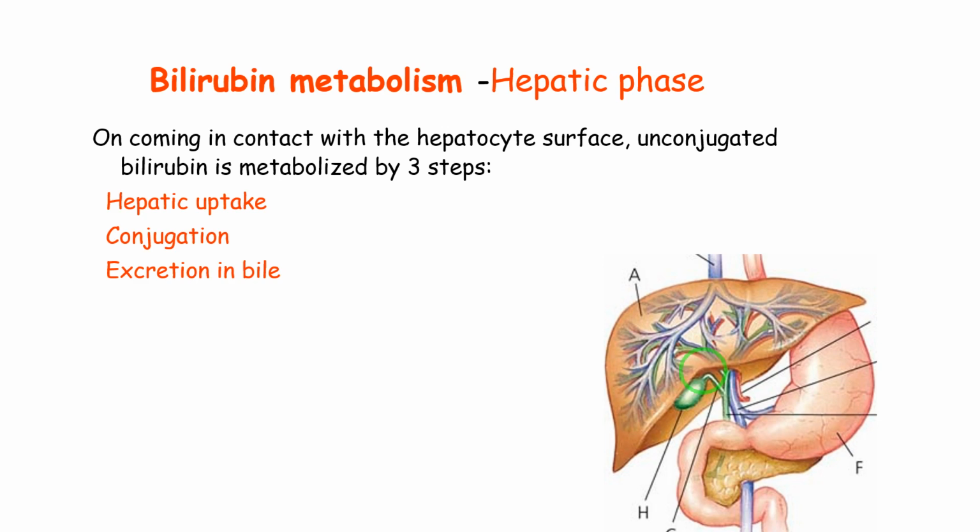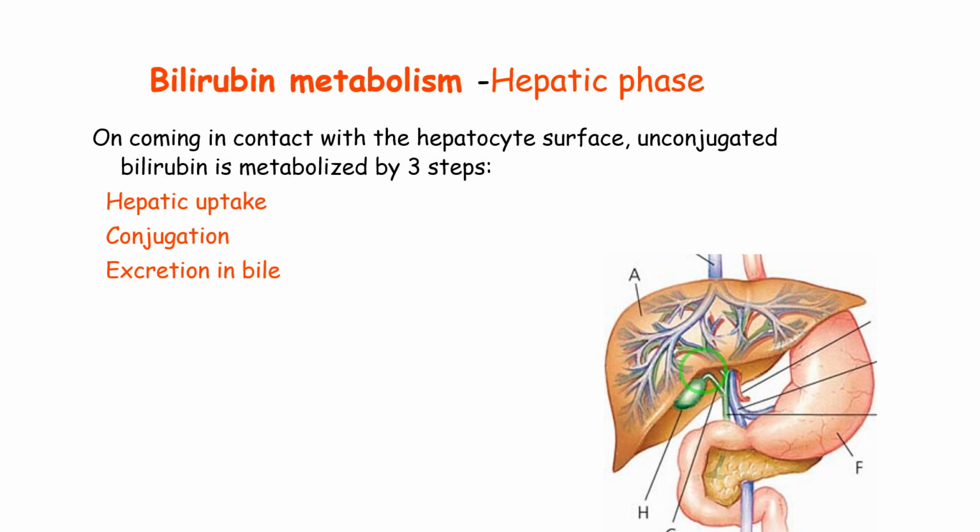Now, the unconjugated bilirubin that is released from the heme reaches the liver. What happens in the liver? We have three important steps. First of all, it must be uptaken. After uptake, it must be conjugated, and then it will be excreted into the bile.